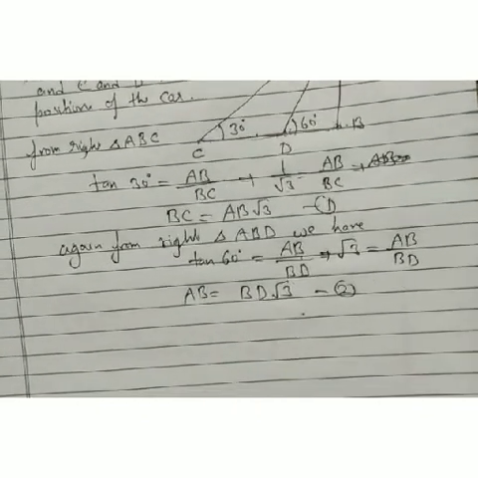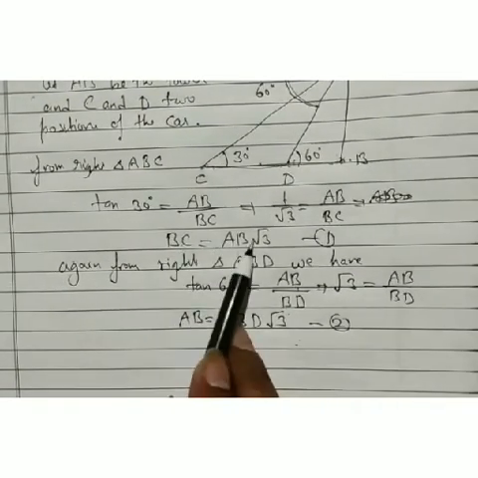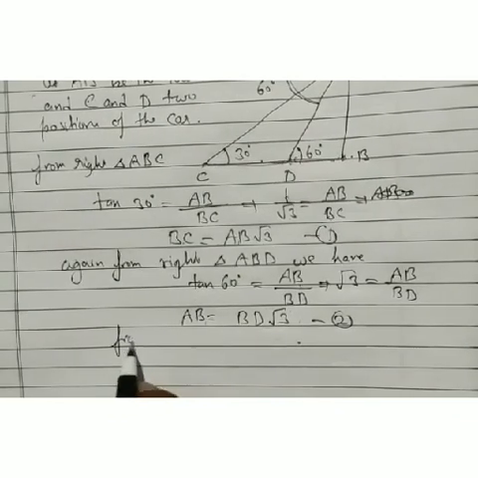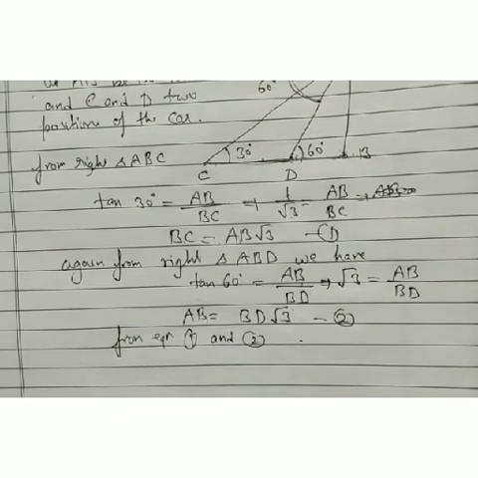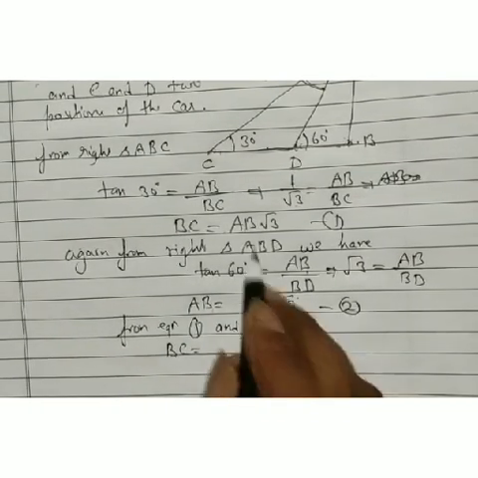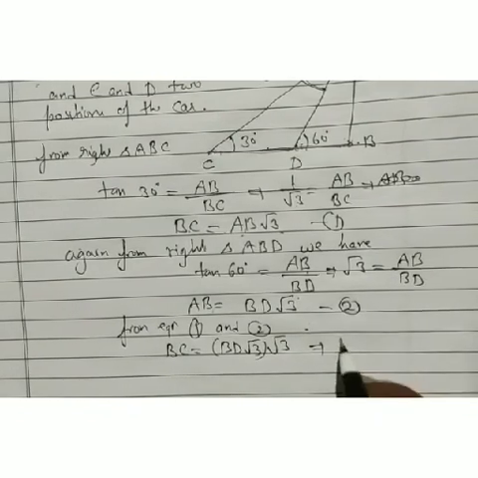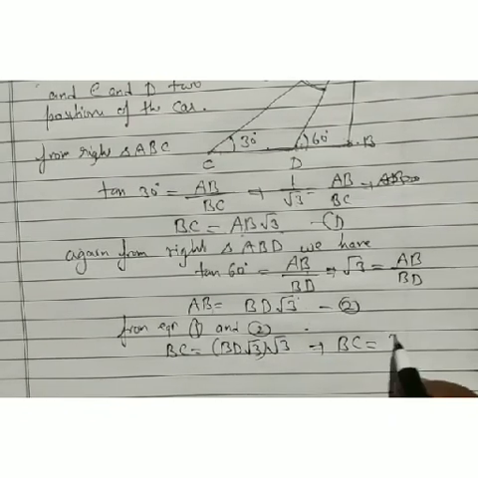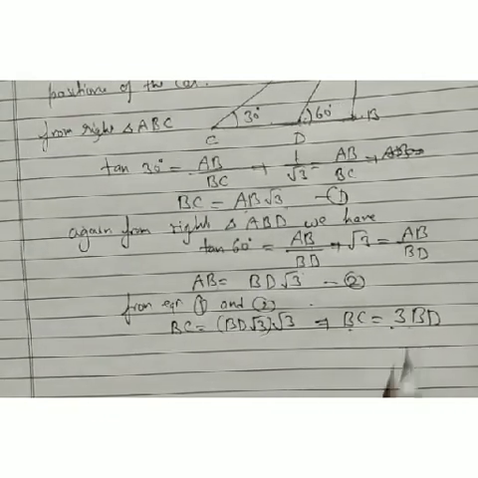Now look, we have two equations: BC is equal to AB root 3, and AB is equal to BD root 3. We are going to put the value of AB in here. From equations 1 and 2, BC is equal to AB into root 3. Then what is our AB? BD root 3, and this is our root 3. Now we have BC is equal to root 3 into root 3, that is 3 times BD.